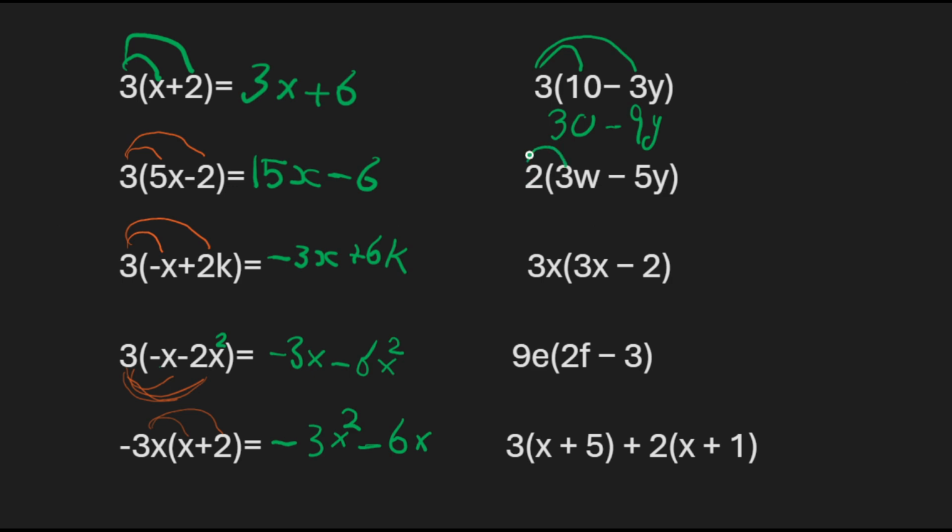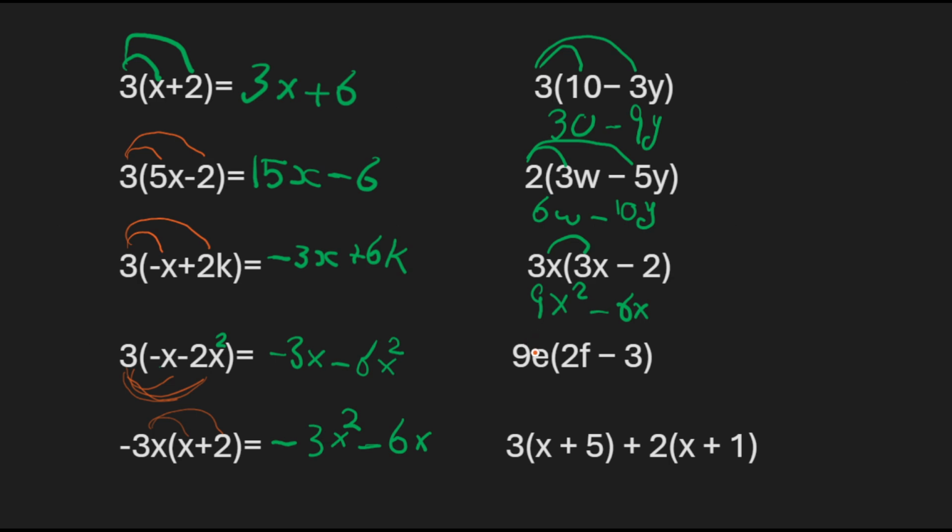Now we multiply here, we multiply there. 2 times 3w is 6w, minus 2 times 5y is 10y. We just do 2 times 5. Now this one is a nice one. 3x times 3x. 3 times 3 is 9. x times x is x squared. Minus 3x times 2 is 6x. So it's 6x here. It's a nice question. Now look at this one. It looks very scary. It's not. It's easy. We will do it together.